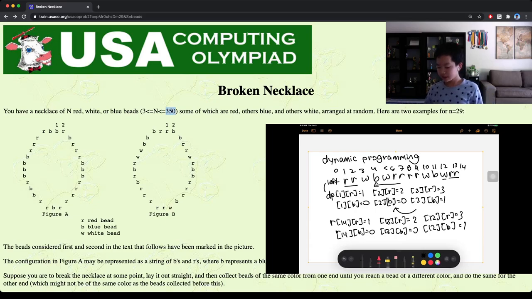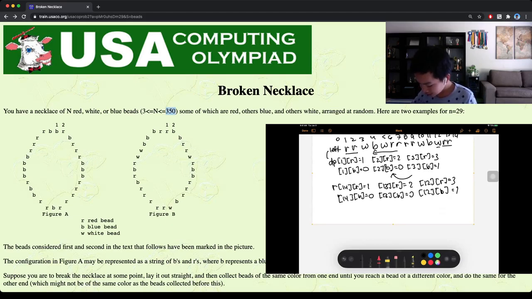So after we calculated this, let's just say we have this string, okay? So let's just say it's RR something something something RR. Basically, let's just say if we split it over here, then it's basically the answer of our left DP. And over here, it's basically the answer of our right DP.